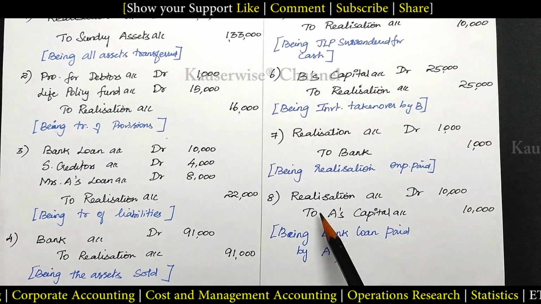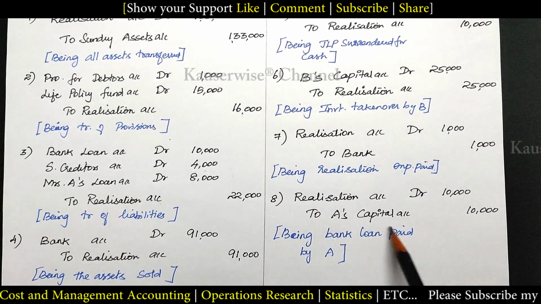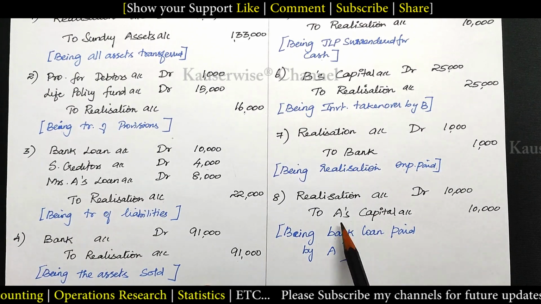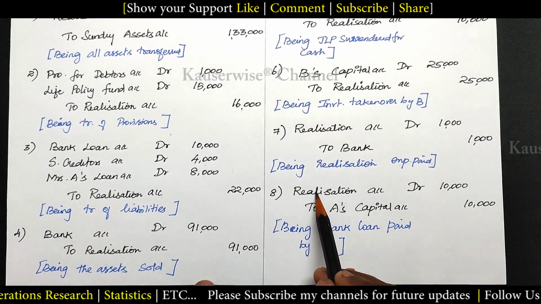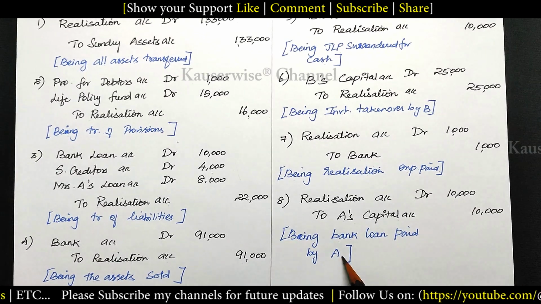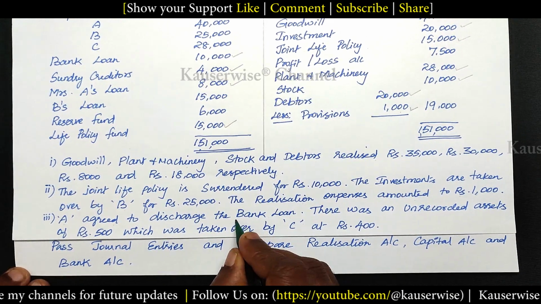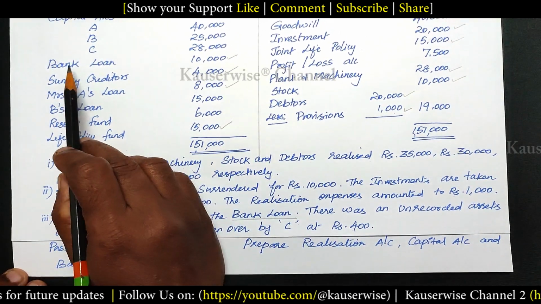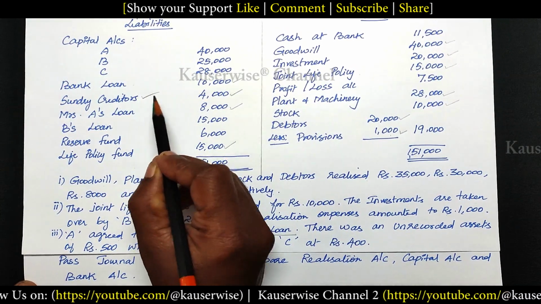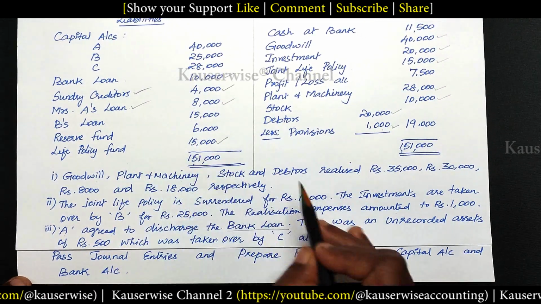Suppose if the particular payment is made in the form of cash, it means realization account debit to bank. But here one of the partners has agreed to take up the responsibility, so instead of bank, we need to record the particular partner's capital account. So realization account debit to A's capital account, being bank loan paid by A, 10,000. See the problem. Here they have given only bank loan. So this is the third party liability. And apart from the bank loan, we have another two important third party liabilities, that is sundry creditors and Mrs. A's loan. But nothing is mentioned regarding these two third party liabilities.